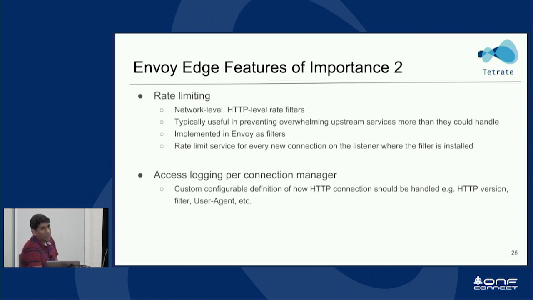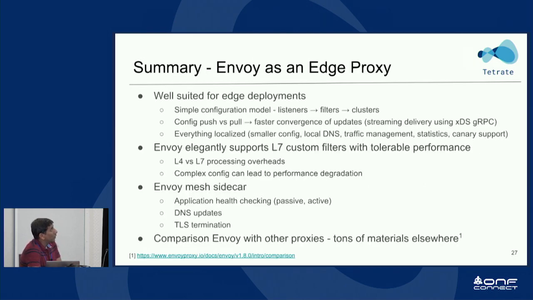You can have things like rate limiting by just having custom filters. Access logging is another important aspect of Connection Manager. So in summary, it's an elegant way of doing proxying at the edge. And you could see that the configuration model allows you to extend it. You can do push-based configuration, which is very interesting and very fast paced. You cannot do that on a wide area network point of presence. And everything is localized, which is what Edge would want us to do.